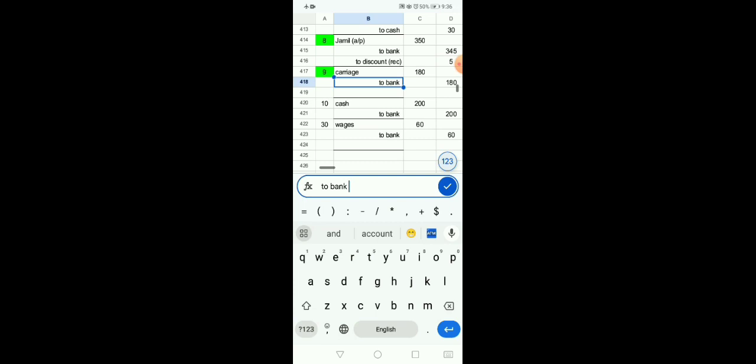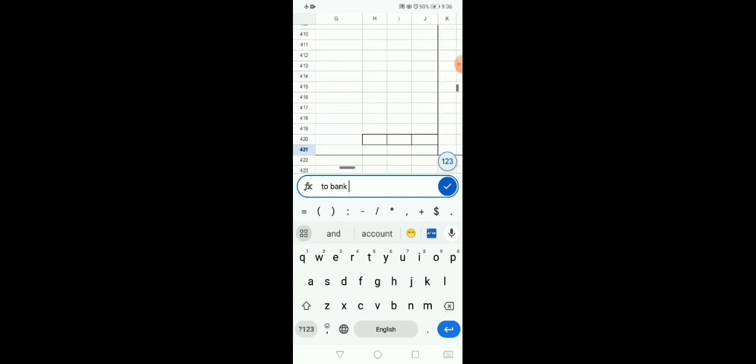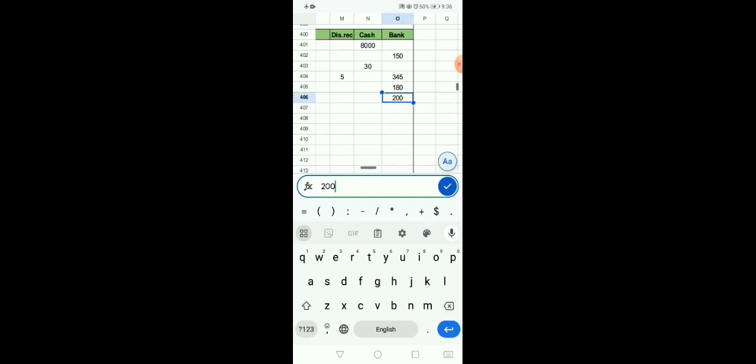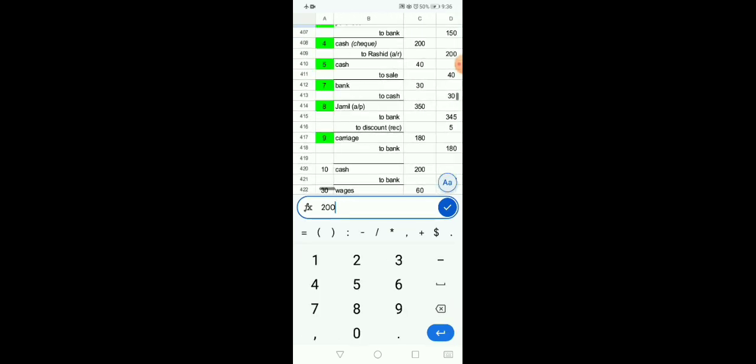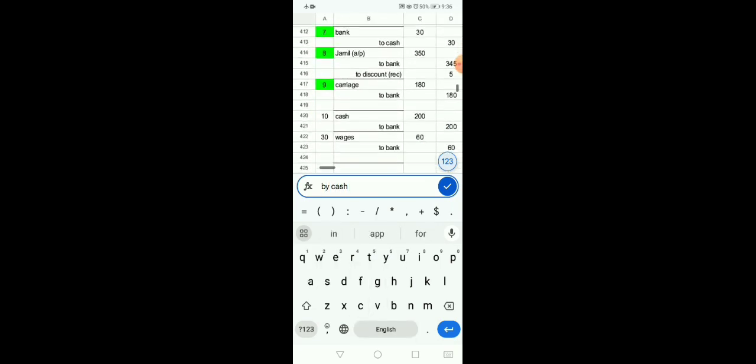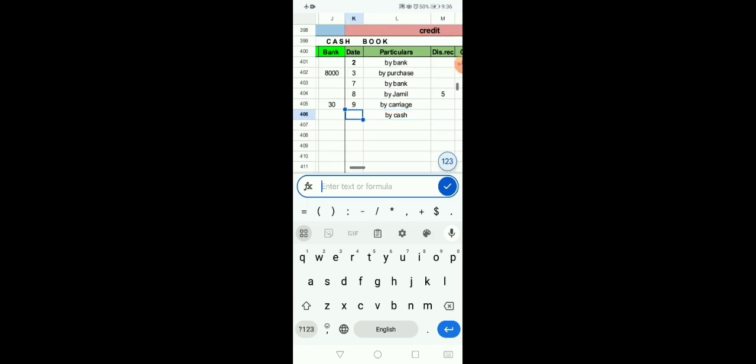200 bank was credited. Look at this, we were supposed to credit the bank account by 200, so we have credited 200 over here. What's the reference, what is written on the opposite side of bank, that is cash. So put cash in particular column as your reference. Now see its date, which is 10. Put 10 over here.